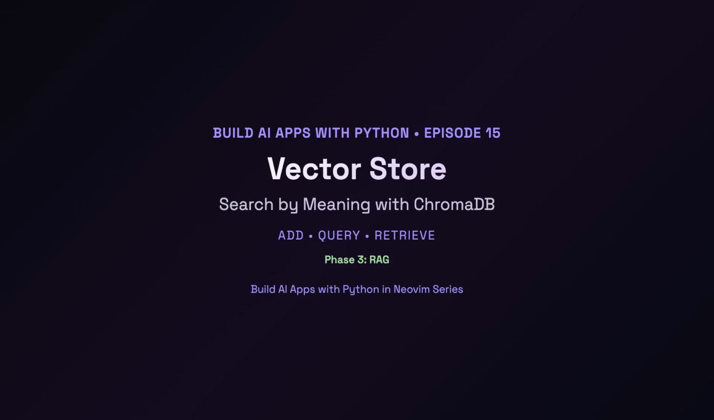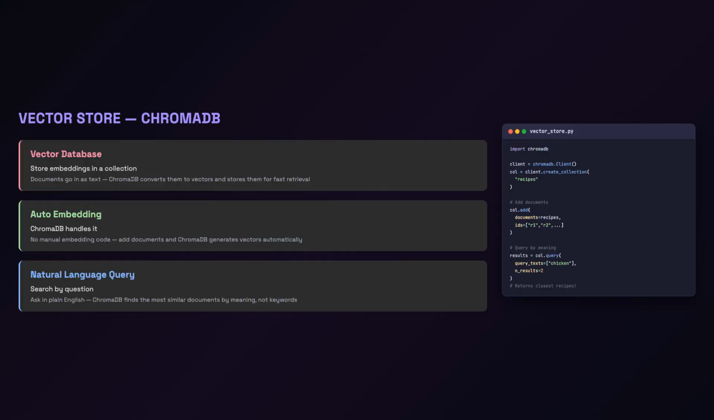Build AI apps with Python in NeoVim. Episode 15. Vector store with ChromaDB. Embeddings turn text into vectors. But where do you store them? A vector database.